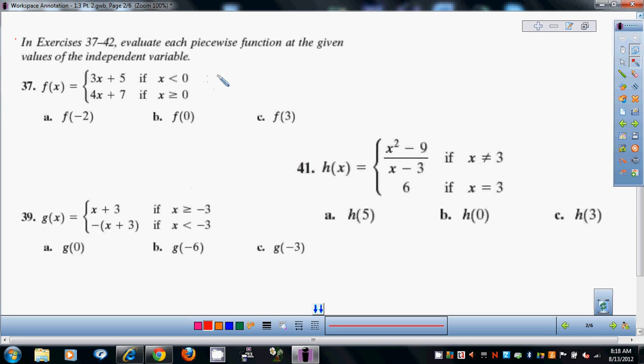Please notice, the whole thing about piecewise functions is noticing where they stop and where they start. We're going to use the top function for all x values less than 0, anything negative, and we're going to use the bottom function for any values greater than or equal to 0. So, f of negative 2, I would plug into which function? The top one, because we're using that one for x values less than 0.